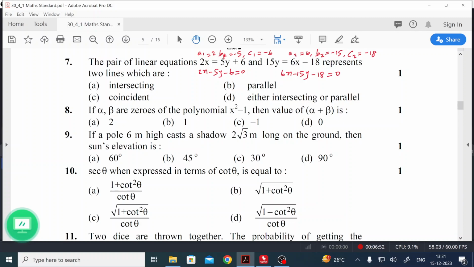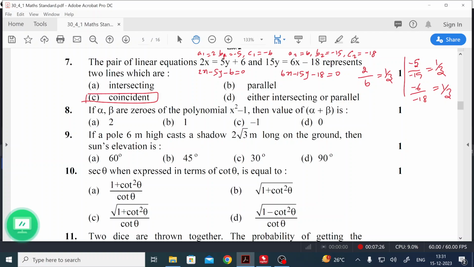This and all you don't write in the exam, you write directly. Coefficient of x value is what? X value 2, here x value 6, equal to 1 by 3. Like that you find. Coefficient of y value minus 5, here y value minus 15. When you cancel, you will be getting 1 by 3. Next, constant minus 6, here constant minus 18, equal to 1 by 3. All the ratios equal, then infinitely many solutions. That is, infinitely many solutions is the algebraic word. Graphical word only they have given here. Graphical solution is named what? Coincident. That is our required answer.